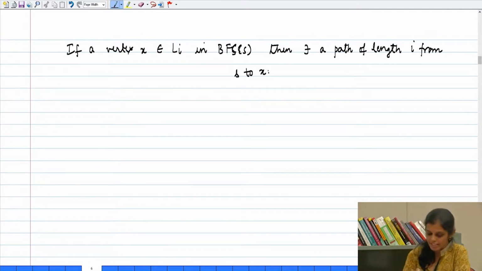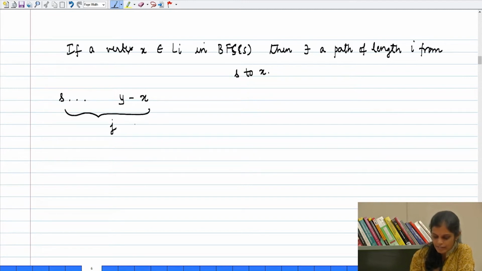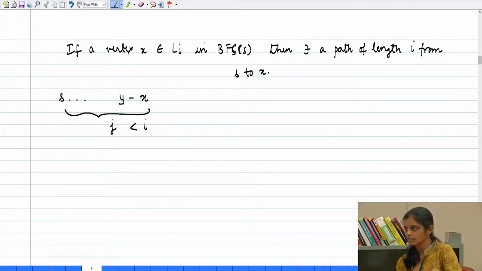So we will say it a little more formally. If there is a shorter path, that is, if there was a path of length j where j is less than i, then that path also has a witness. Let's say x is the ending, so s something something something, and the last vertex on this path, let's call it y, and then x. This is a path of length j where j is less than i. If this was the case, what can you say about how this path would look in our BFS tree, right?